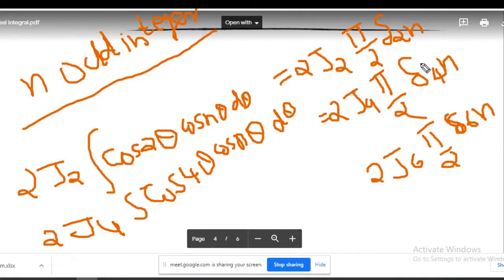Why? Because what we have is even numbers. One of the indices is an even number, so n has to be an even number for this to be nonzero. But if n is an odd integer, all these terms will be 0. So for n odd, this will be 0.